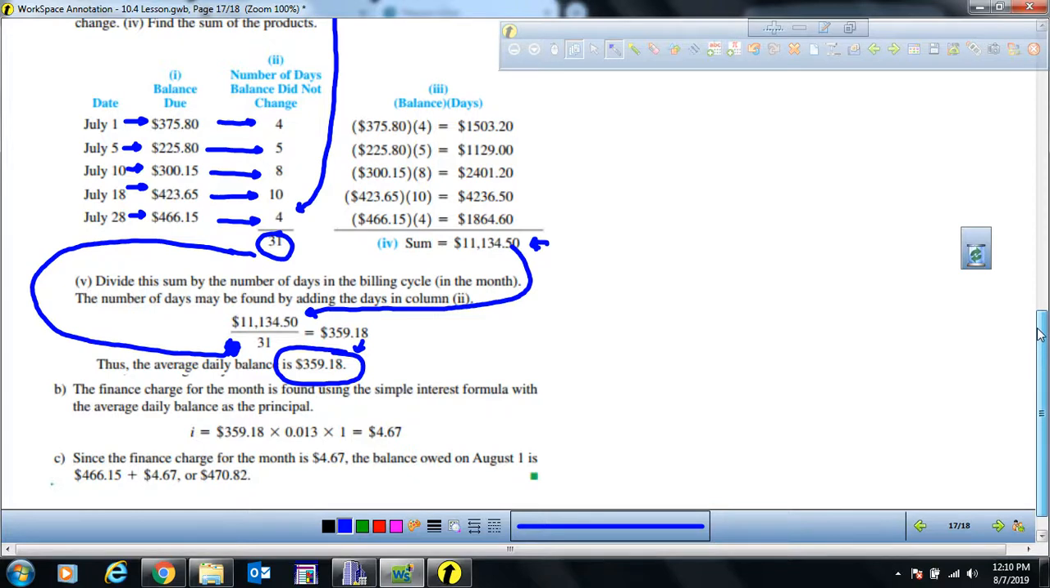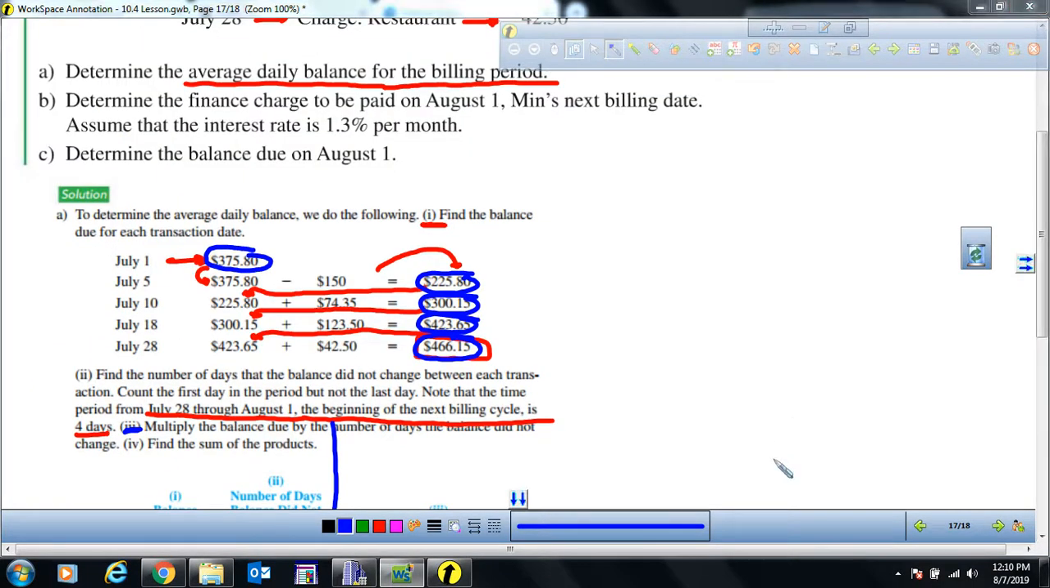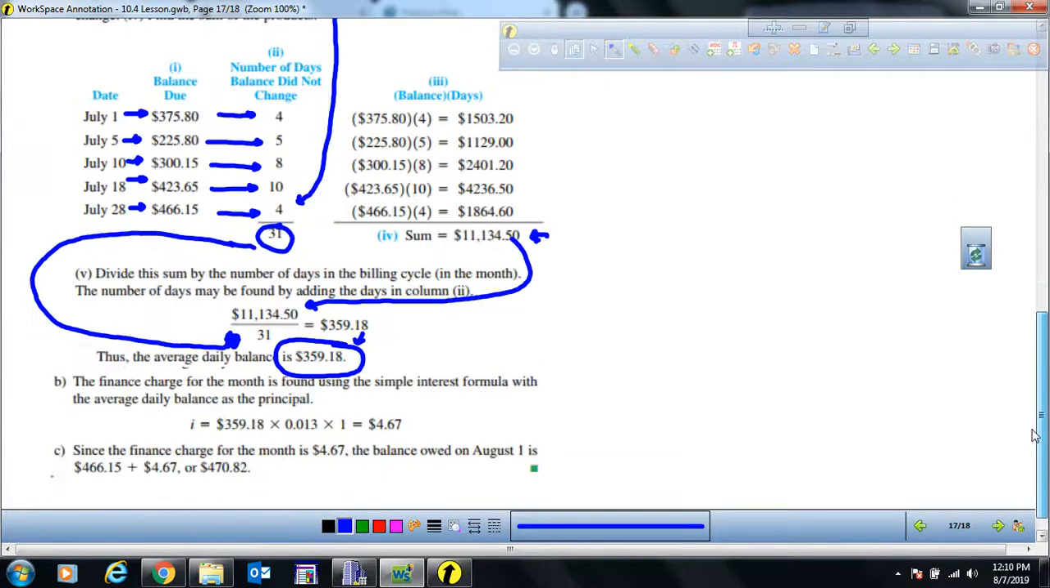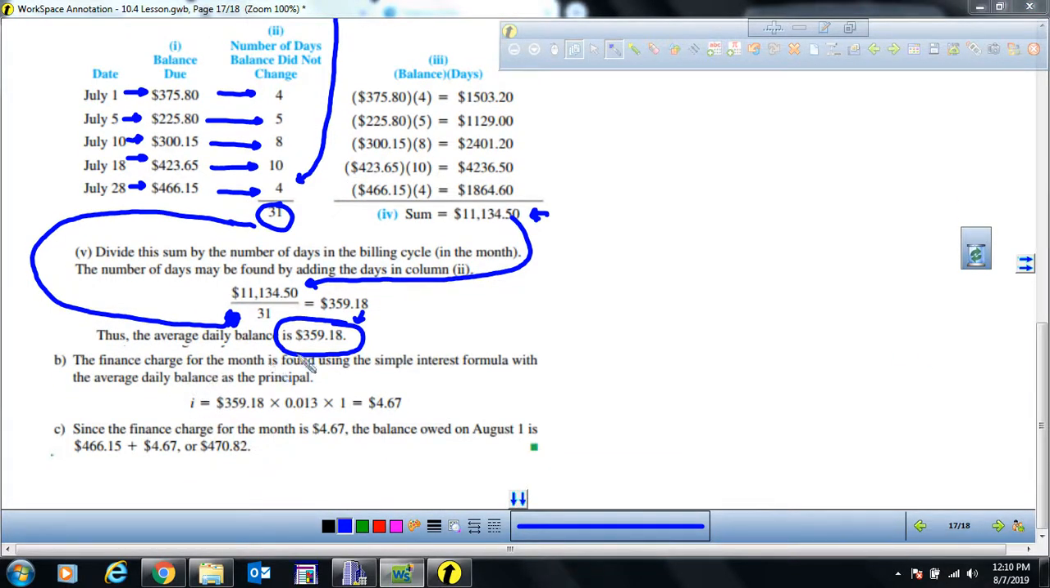B, what was the question on B? Determine the finance charge to be paid on August 1st. Means next billing date. Assume that the interest rate is 1.3% per month. The finance charge for the month is found using the simple interest formula with the average daily balance as the principal. So the average daily balance times 1.3%, so 0.013, times 1 month. So the finance charge for that month is going to be $4.67. That's the answer to the question there, the finance charge for that month.